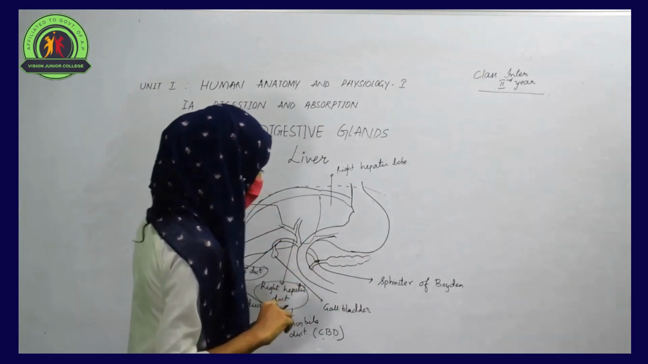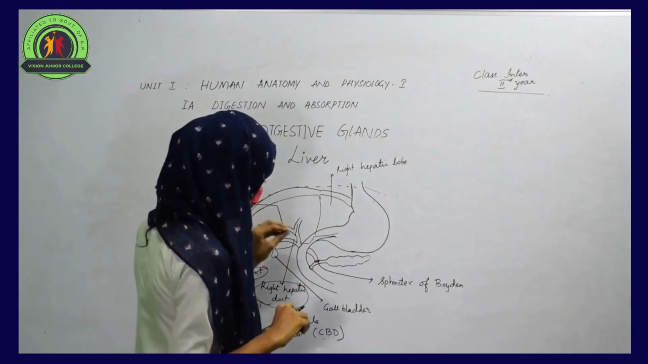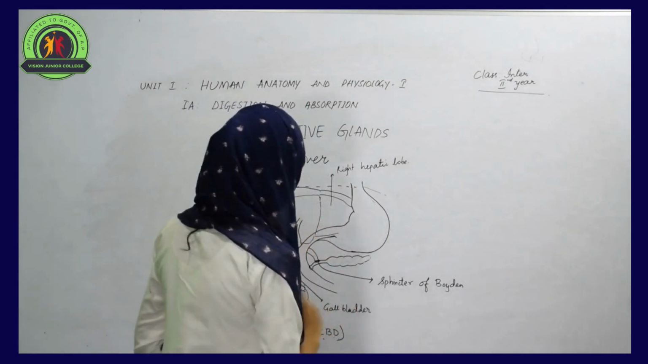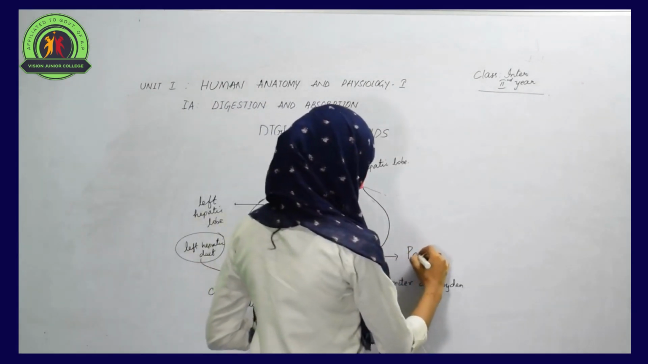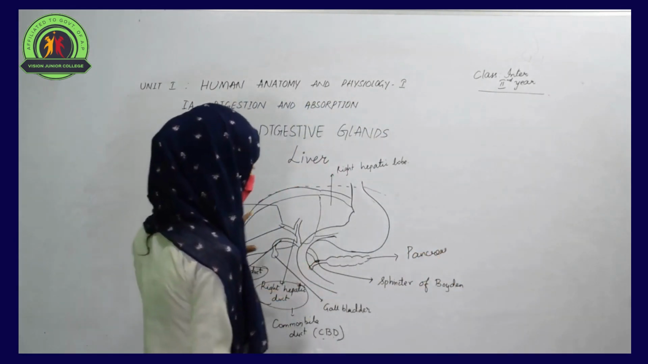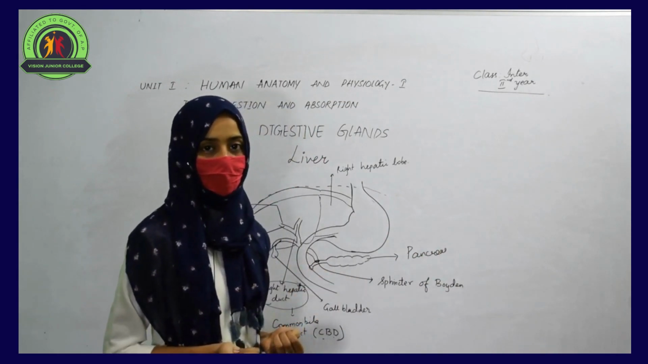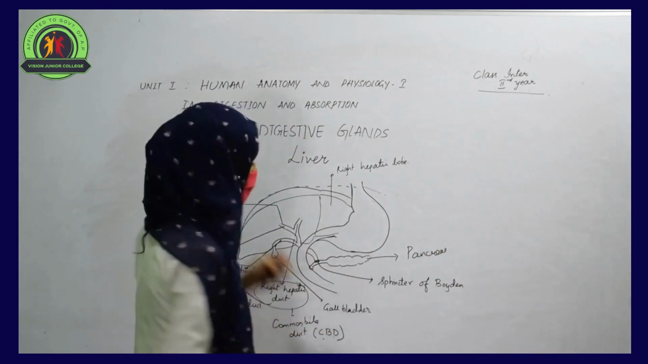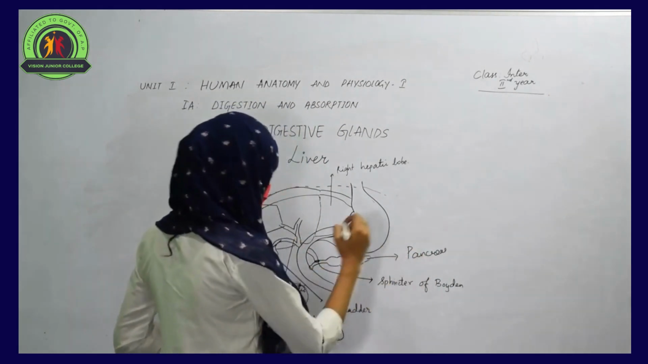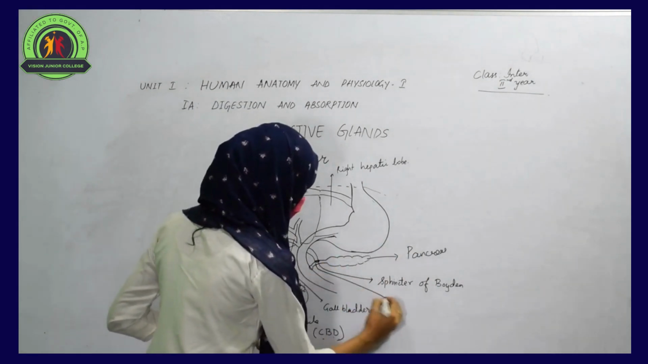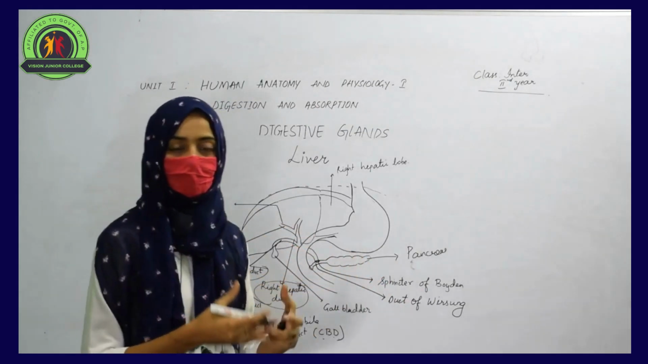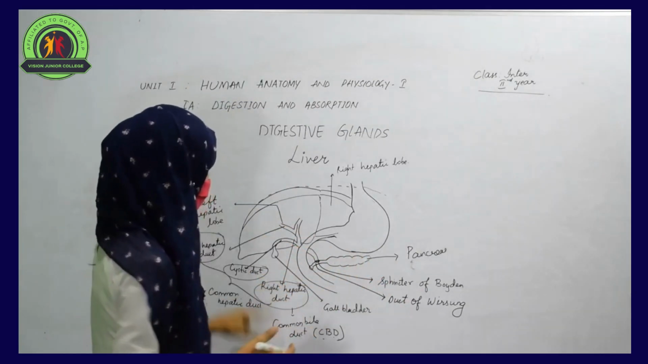Now this sphincter of Boyden can also open into one more gland, which is present in another organ, that is the pancreas. In the pancreas, one duct is present that takes up the secretion like bile from the liver and gallbladder through the common bile duct, and that duct which is found in the pancreas is called the duct of Wilson. So this duct is going to collect the bile through the common bile duct.